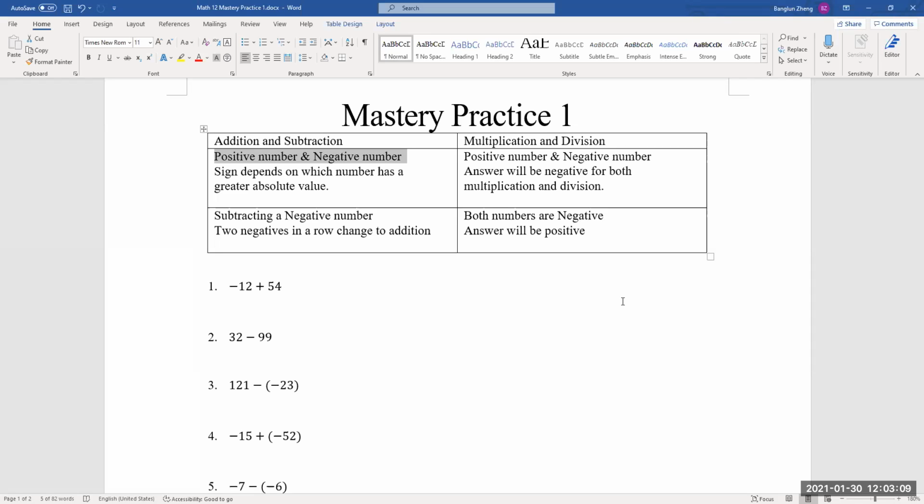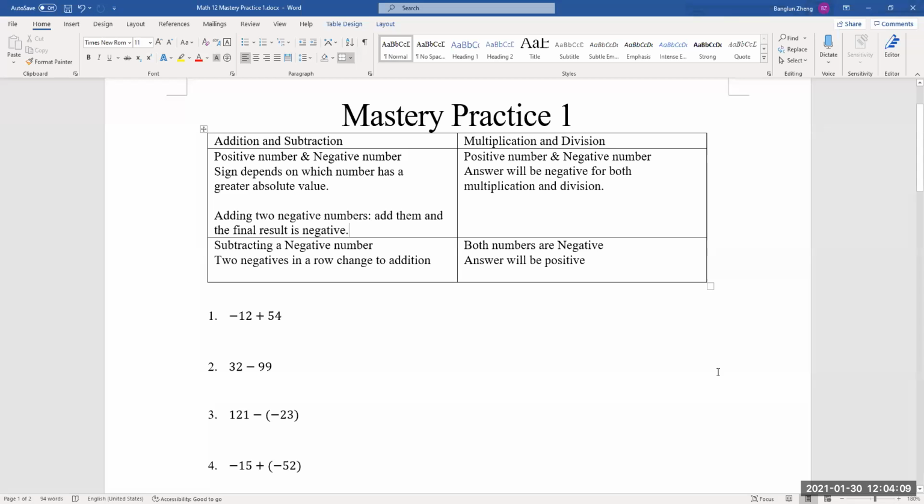Okay, so we'll get started. We'll do addition and subtraction first, and then we'll do multiplication and division. Multiplication and division is actually easier, right? We're going to do both of them here. Okay, so number 1. Let me pause a little.